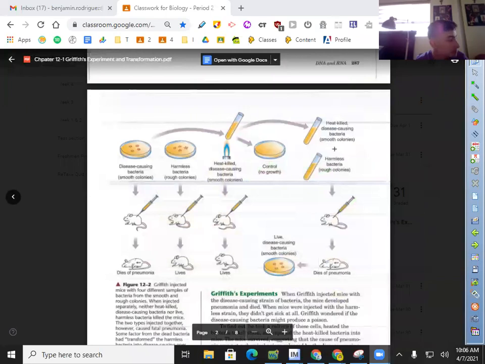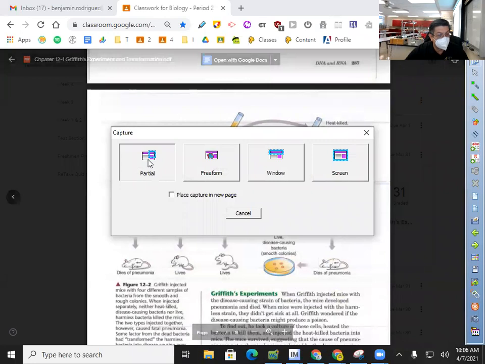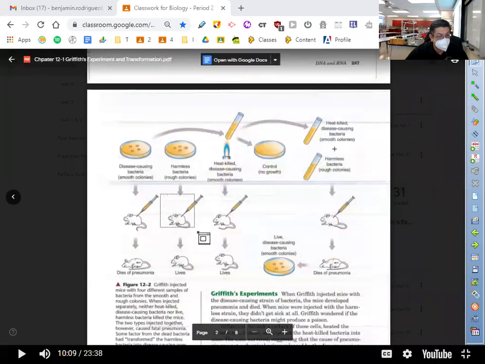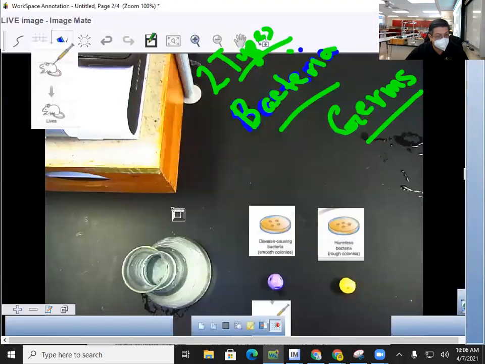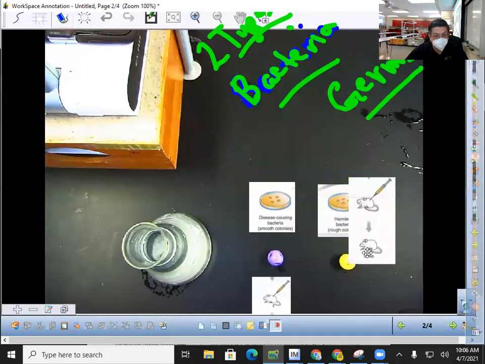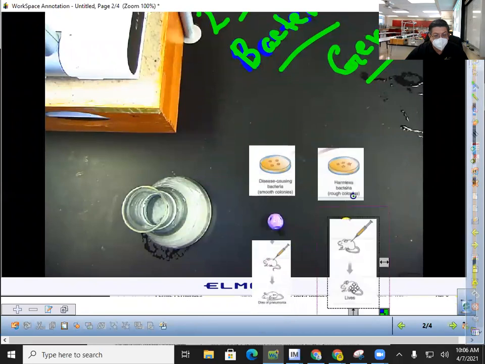These guys, when they get injected, what happens to them? They live. They live, exactly. So let me go ahead and take a picture of that, so you guys have it. When you inject the other guys, the mice live. Here we go. There it is.